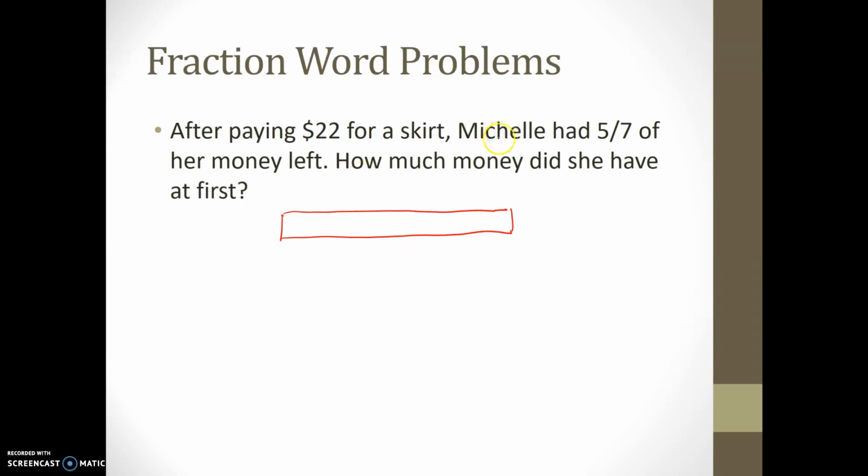And since I'm reading in here that Michelle had 5/7 of her money left, I should probably go ahead and divide this up into 7 portions, right? So here's what she had left. And that was 5/7. And here's what she spent. Now it does say that she paid $22 for a skirt. So that has to be this portion right here. So looking at that, I can tell that the $22 equals 2 units.